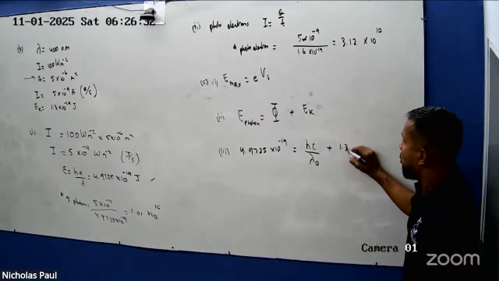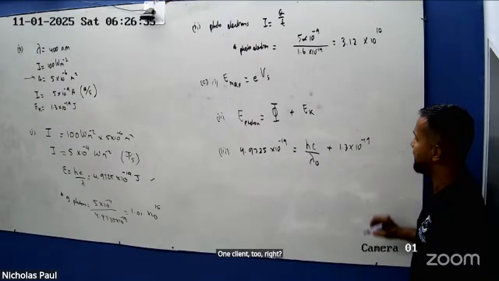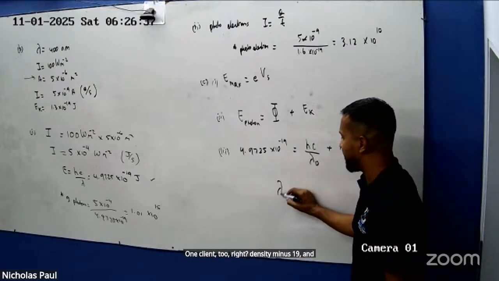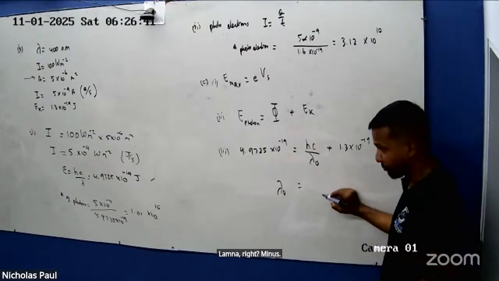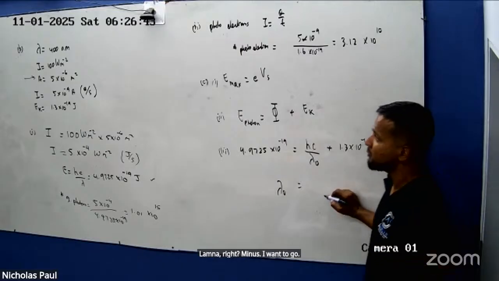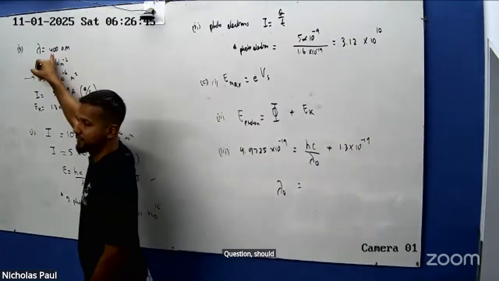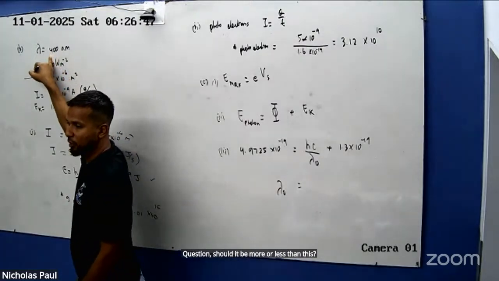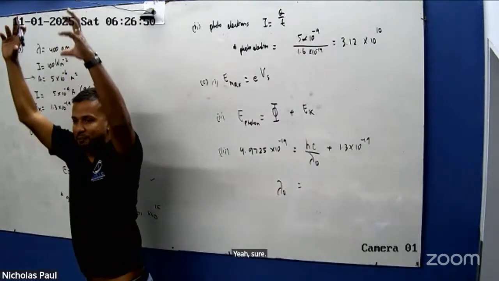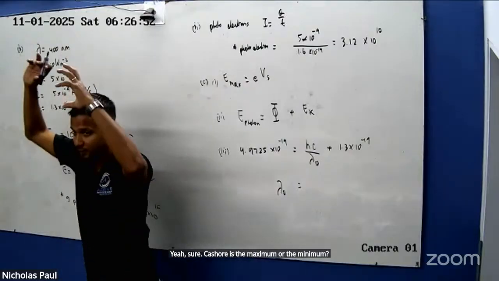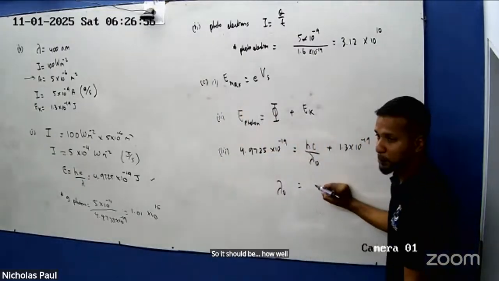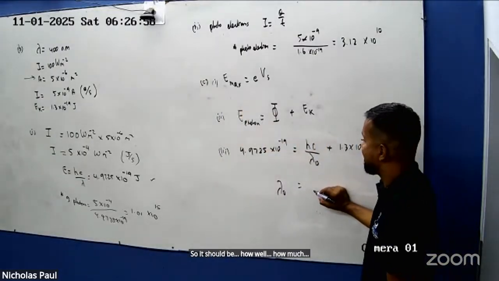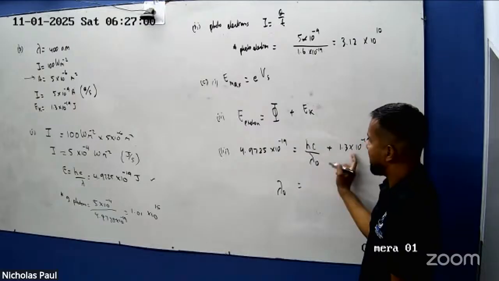Very good. 1.3 by 10 to the minus 19. And if we arrange and you solve for lambda, how much did you get? Question: should it be more or less than this? Threshold is the maximum or the minimum? Max. So it should be more. How much? 5.42.